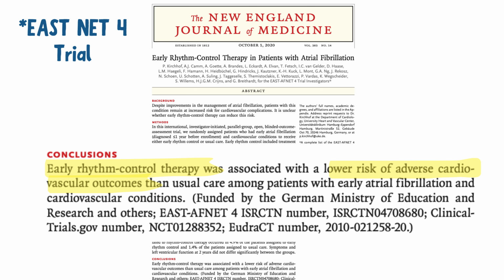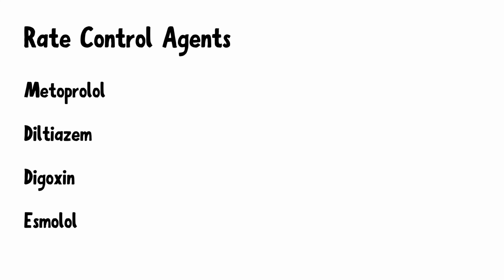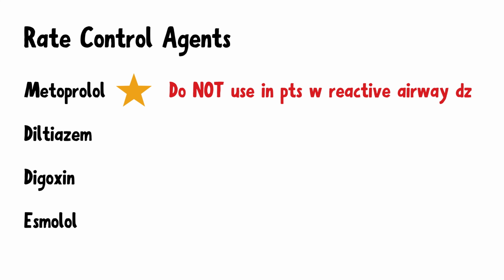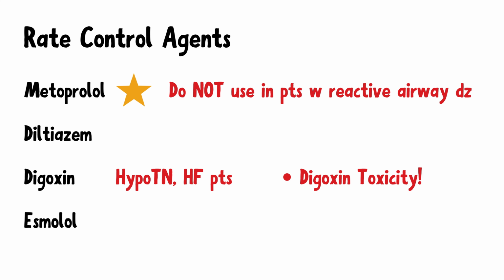And that brings us to what are the rate and rhythm control agents. Rate control agents are things like metoprolol, diltiazem, digoxin, and esmolol. Out of these 4 options, metoprolol is an excellent option unless your patient has a history of reactive airway disease. Digoxin is a good option for a patient with hypotension or heart failure. However, it takes some time for the effects of this drug to kick in. Digoxin also has a cumulative effect on the body, which means there's a risk of developing digoxin toxicity.